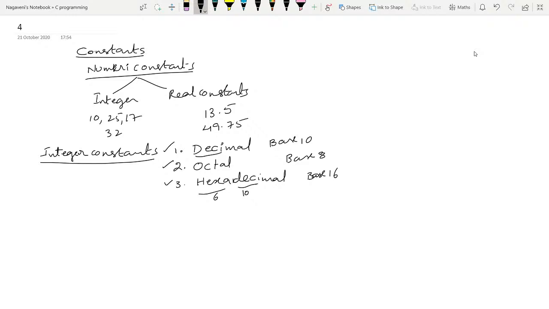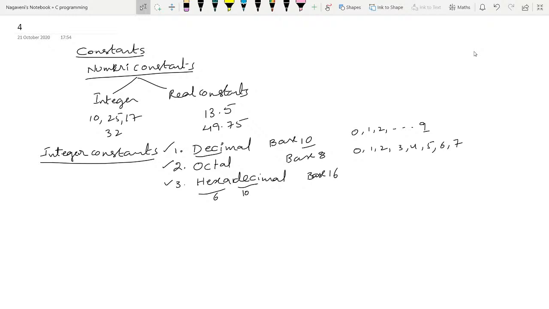So what are the digits actually? We will use numbers like 10, 25, 17, 32, we will write big numbers also. But the digits are only from 0 to 9: 0, 1, 2 and so on, up to 9. See the numbers, the base is 10, so the highest digit is 9. Similarly, here base is 8, so the digits are 0, 1, 2, 3, 4, 5, 6, 7, that's it.